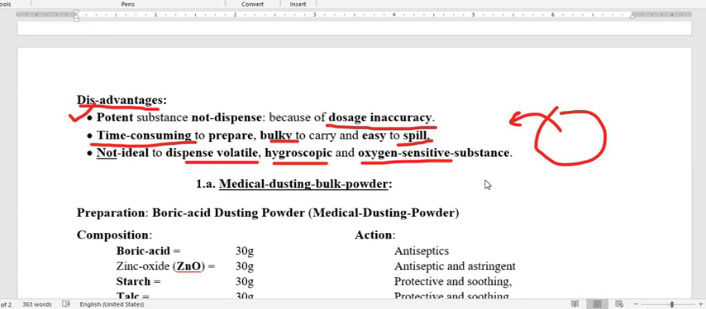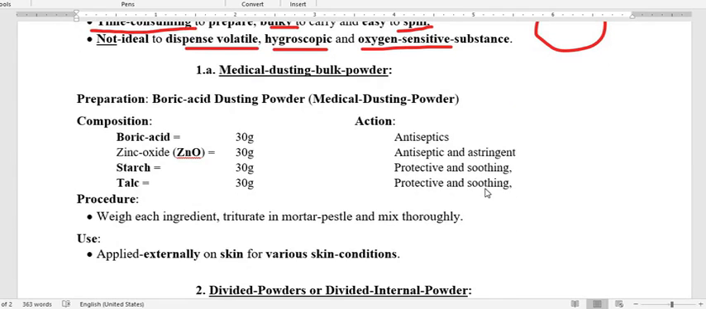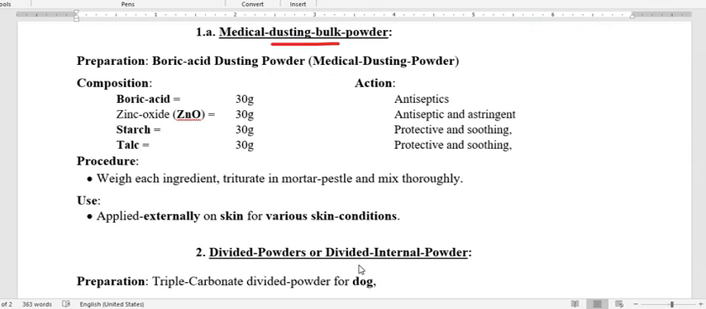Now we have to go through the different powders that we have to perform in the lab in the practical class. First you have to make the dusting powder, then we have to go through the divided powder. In this we are going to prepare the medical dusting powder. What is the difference between medical dusting powder and surgical dusting powder? This comes under the category of bulk powder first, and it should not be used in body cavities or wound or broken skin.